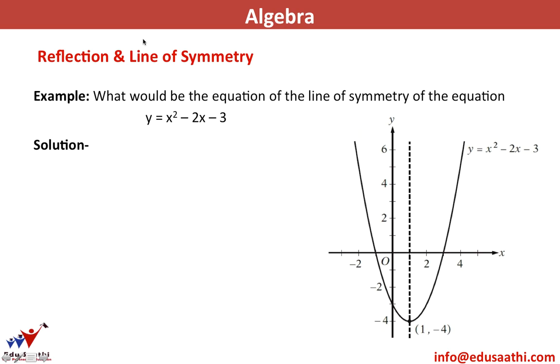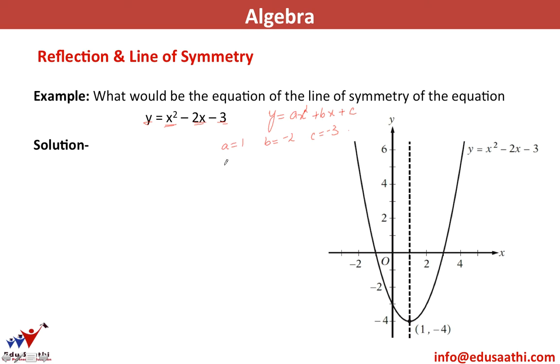Let's look at an example. What would be the equation of the line of symmetry of the following equation? You have y is equal to x square minus 2x minus 3. Comparing it with the general equation, ax square plus bx plus c, I get the value of a as 1, b as minus 2 and c as minus 3.